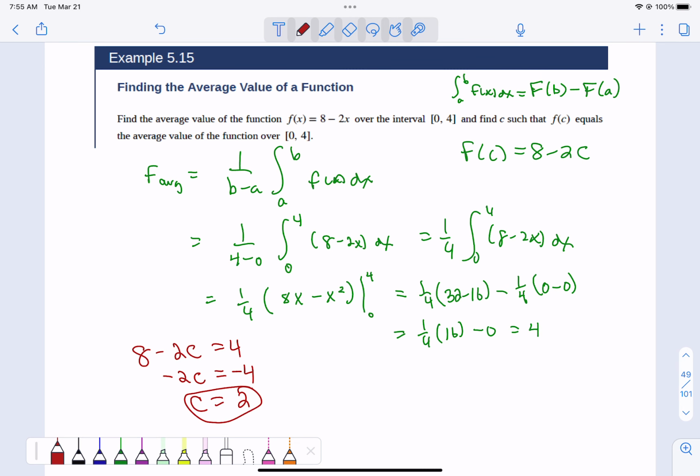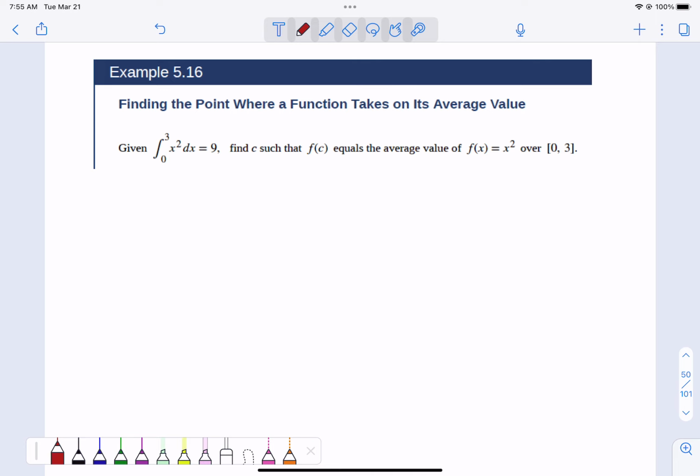Okay. Here it says, again, it's the same exact type of problem. We're just going to do it one more time. We want to find a c such that f of c equals the average value of x squared over 0 to 3. Okay. So we know the integral from 0 to 3 of x squared dx equals 9.